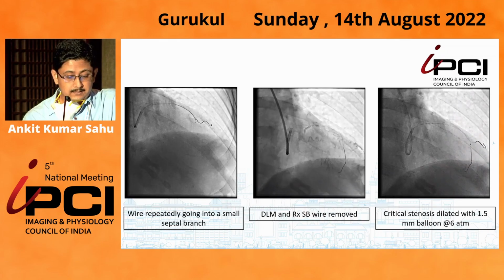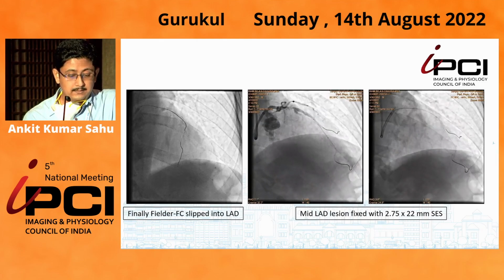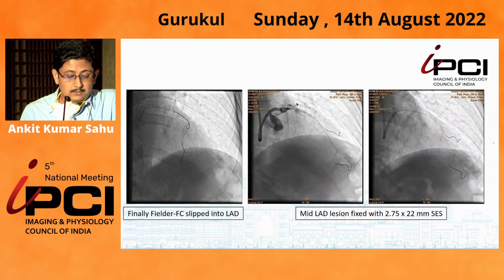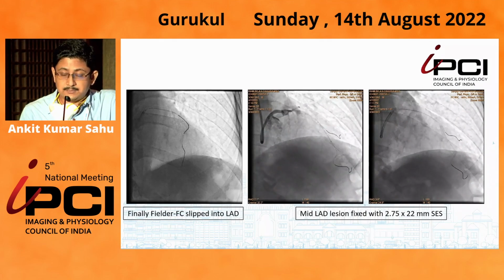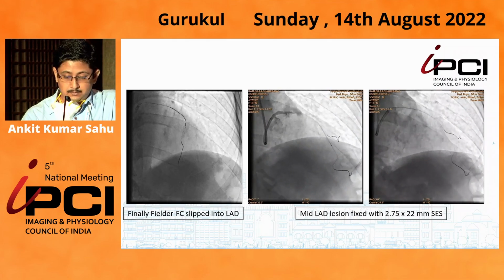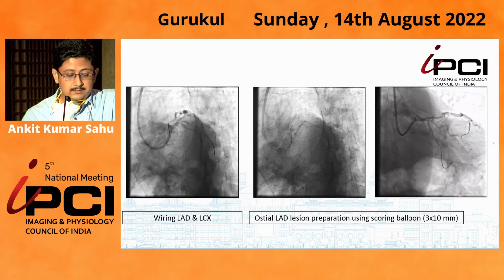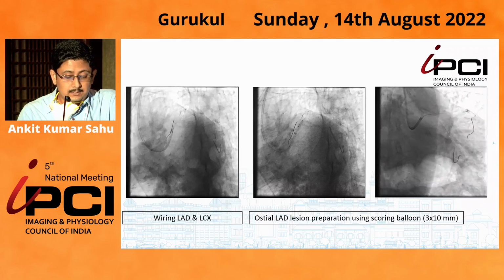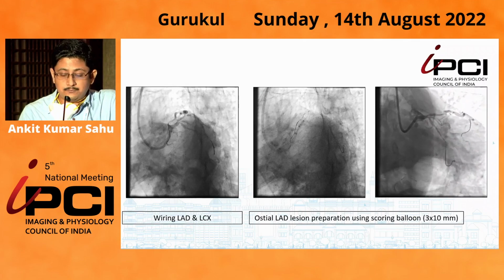And finally, the Fielder FC wire slipped into the distal LAD, following which the mid LAD lesion was fixed with a sirolimus eluting stent of 2.75 x 22 mm. And then thereafter, we wired the circumflex, and the ostial LAD lesion was dilated with a scoring balloon of 3 x 10 mm.